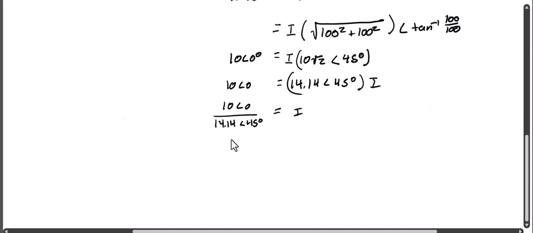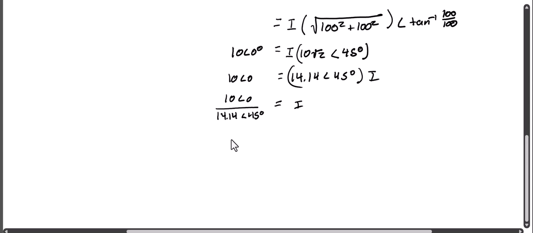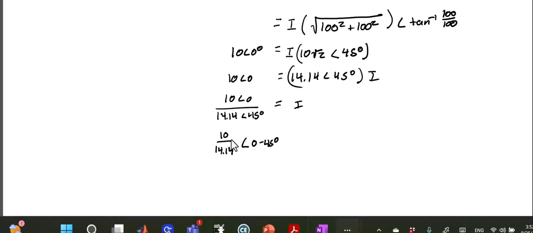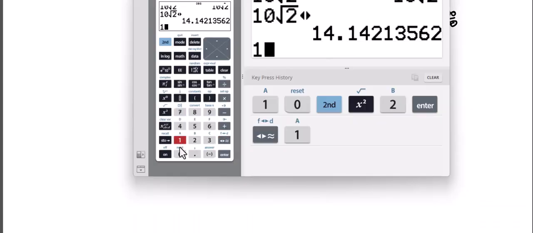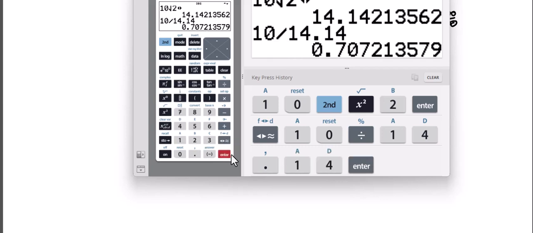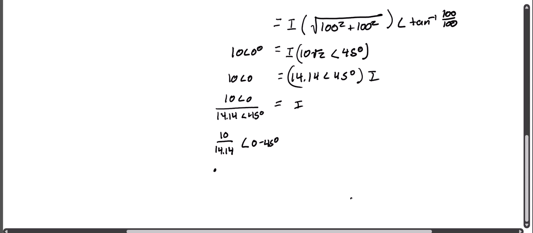equals I. Now, to do this completely by hand, you do 10 divided by 14.14, and the angle would be 0 minus 45 degrees. So 10 divided by 14.14 is 0.707. Angle negative 45 degrees equals I.